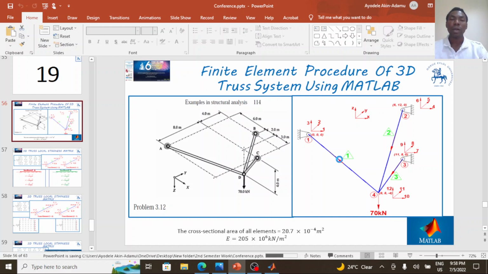I welcome you all to another video tutorial session on finite element procedure for solving structural engineering problems. In today's video, we are going to use the finite element procedure in solving a 3D truss system using Matlab.